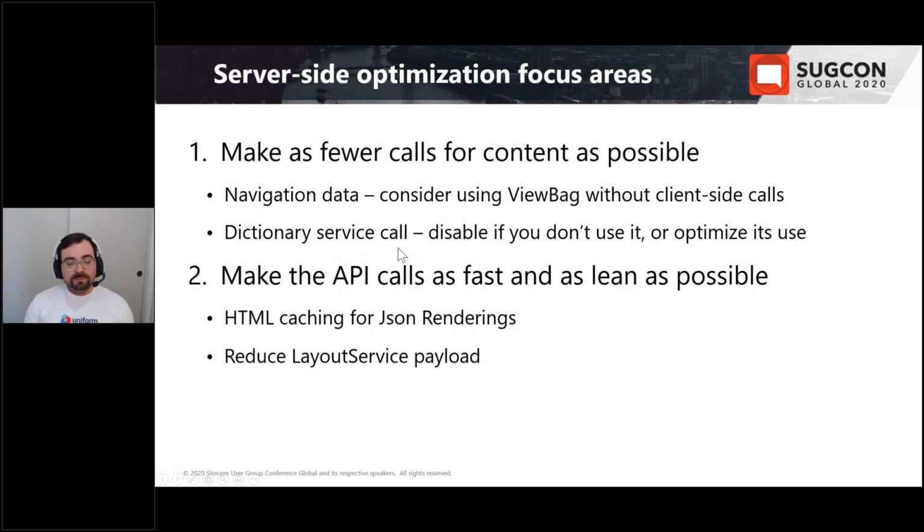There are definitely deviations from that, but keep them minimal. Dictionary service: make sure you actually need it. If all of your components and their localizations are on data sources, it's unlikely you need dictionary service. It's render blocking. So unless you really need it, and there are ways to optimize it, make sure you're not using it wastefully. And ensure that you can generate the response as fast as possible. All those JSON renderings are cacheable, so make sure you cache them, and make sure you don't return 400 kilobytes of data in your layout service response. Don't overfetch data, and that should ensure your server side is in okay shape.